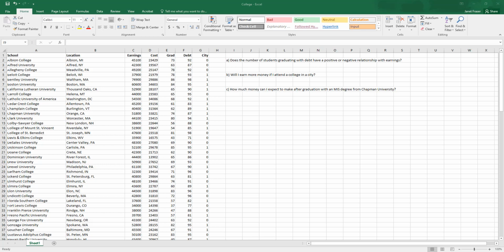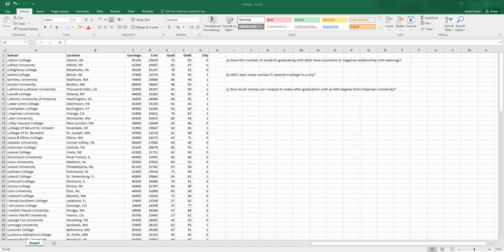And we have a couple of hints of what we're trying to predict with this model. In each of the three questions, we focus on the issue of money. So does the percentage of students graduating with debt positively or negatively relate to earnings? Will I earn more money if I attend college in a city? How much money can I expect to make after graduation with an MIS degree from Chapman University? That's going to be our dependent variable, or our Y variable. And our biggest hint is that it's the topic that we're consistently being asked about.